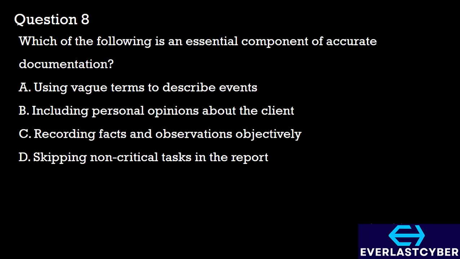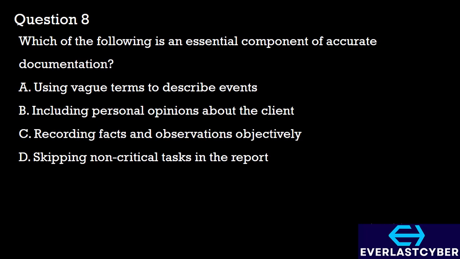Question 8. Which of the following is an essential component of accurate documentation? A. Using vague terms to describe events. B. Including personal opinions about the client. C. Recording facts and observations objectively. D. Skipping non-critical tasks in the reports.